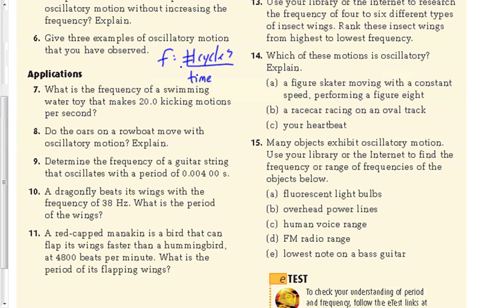Determine the frequency of a guitar string that oscillates with a period of 0.004 seconds. A period is equal to 1 over the frequency. Frequency is therefore 1 over the period. 1 over 0.004 gives me 250. What are the units to go with that? Hertz. Good. Are there any others that we need to go over here legitimately? No? All right.